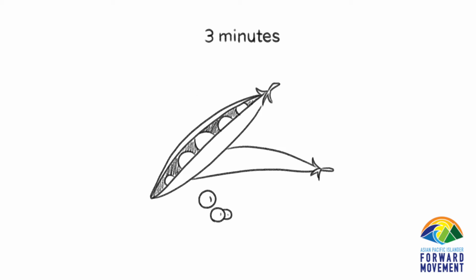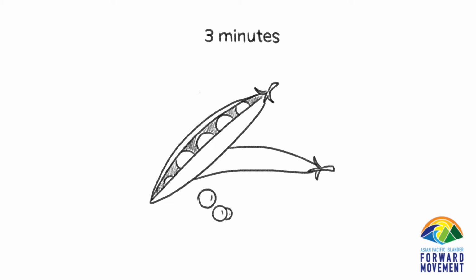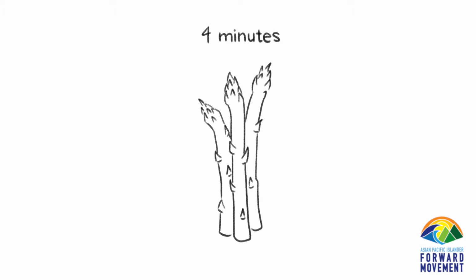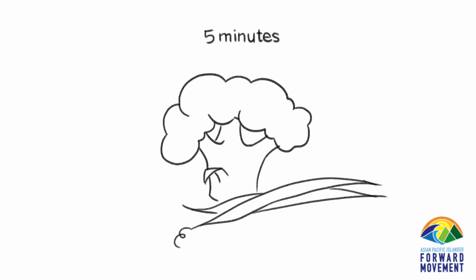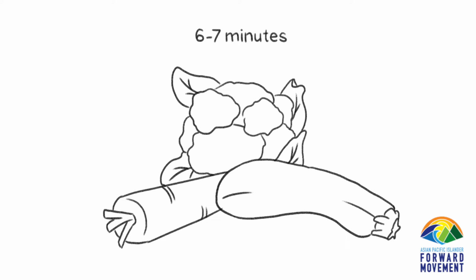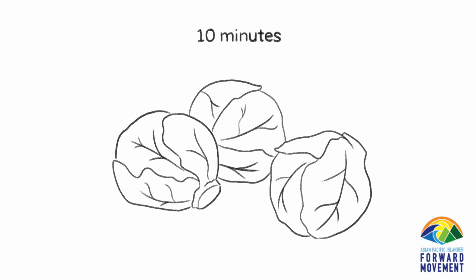For example, you want to steam peas for only 3 minutes. For asparagus, steam them for 4 minutes if thin, but add an extra minute or 2 if they are thicker spears. Broccoli and green beans you'll steam for 5 minutes. Steam your carrots, cauliflower, and zucchini for 6 to 7 minutes. And finally, steam Brussels sprouts for 10 minutes.